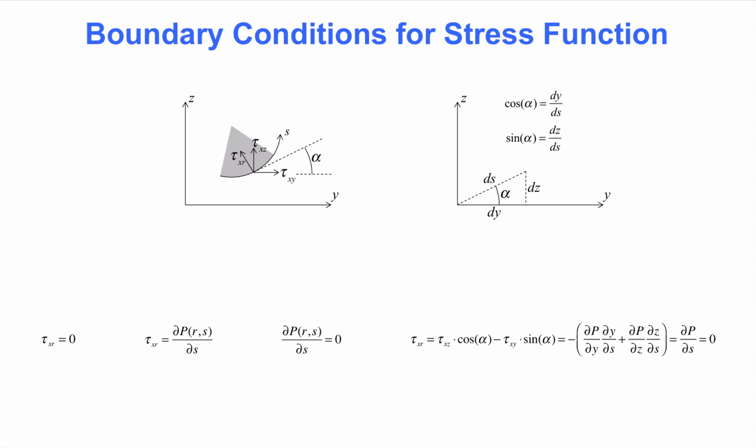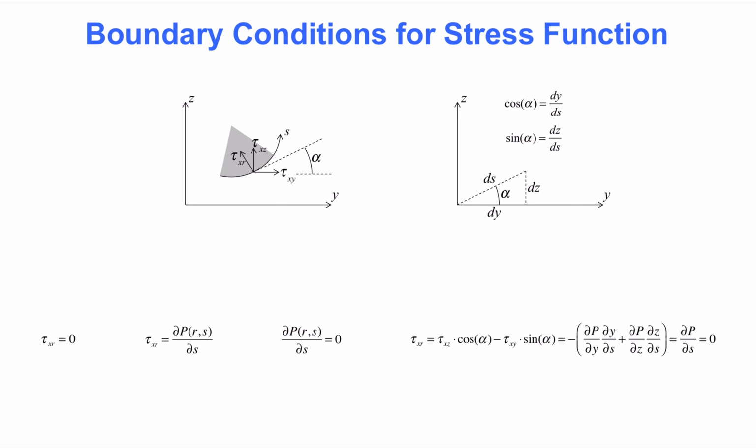The figure on the left shows the shear stress perpendicular to the edge of the cross-section. The figure on the right shows the relationship between differentials for the different axes, which we will soon use in the equations below. The fact that there is no stress on the free surface is expressed in the first equation. The second equation shows how that stress in the r direction is obtained from the stress function by differentiation in the s direction. As a result, the fact that there is no stress on the free surface translates into the following boundary condition for the stress function. The derivative of the stress function along the s-axis, which follows the contour of the cross-section, must be zero.